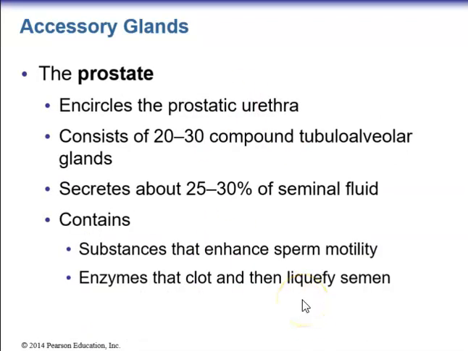The prostate gland, another accessory gland, will encircle the prostatic urethra and consists of about 20 to 30 compound tubulo-alveolar glands. It secretes about 25 to 30% of seminal fluid. The prostate secretions contain substances that, again, will enhance sperm motility, as well as enzymes that clot and then liquefy semen.